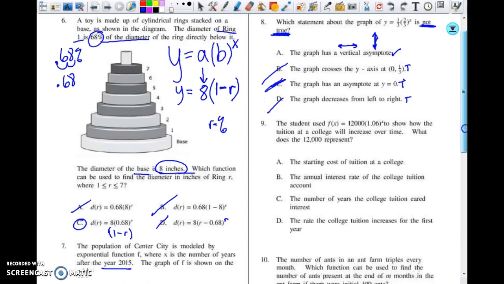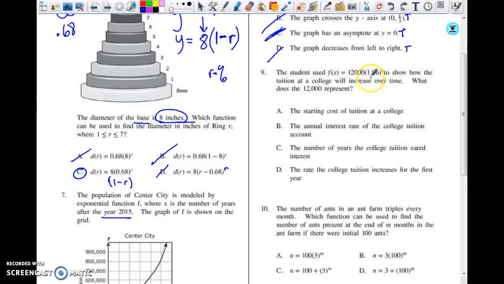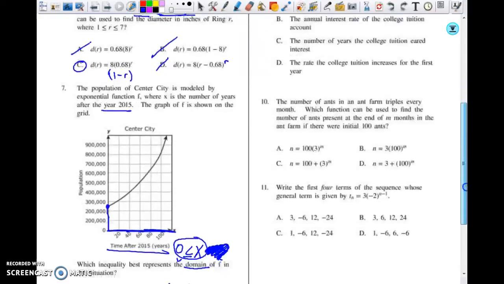Okay? Number 9, the student used f of x equals 12,000 times 1.06 to the power of x to show how the tuition at college will increase over time. What does the 12 represent? Hello, a times b to the power of x. So I'm not even going to go any further on this one. None of you should miss it because we all know what the a represents. So you look and read through that, and you tell me, is it A, B, C, or D?